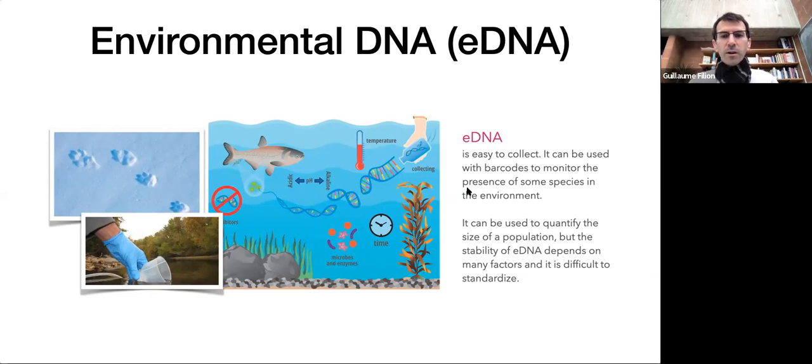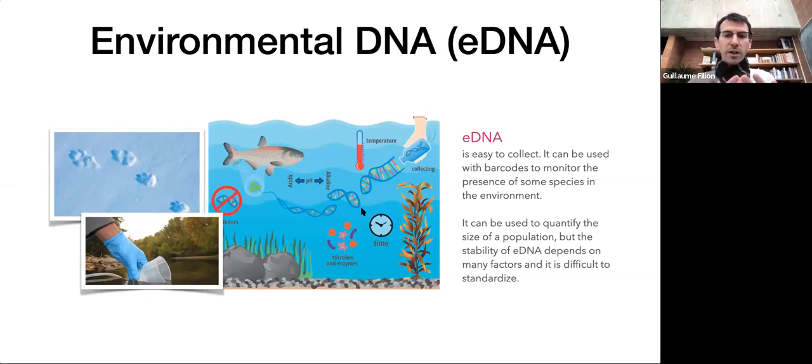So what are the issues with that? It can be used to quantify the size of the population, but the stability of eDNA depends on many factors and is difficult to standardize. What do I mean? The DNA, once it's released in the environment, will start to degrade. DNA is relatively stable, but think about it: there are DNases out there. The pH, the acidity of the water, the temperature will help catalyze all sorts of reactions that are going to degrade the amount of DNA.